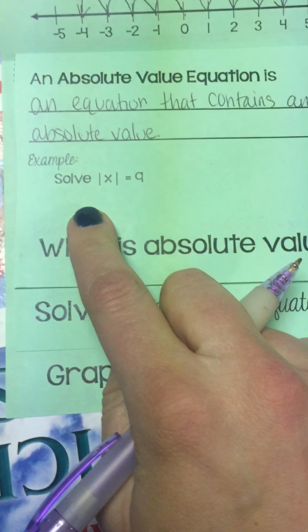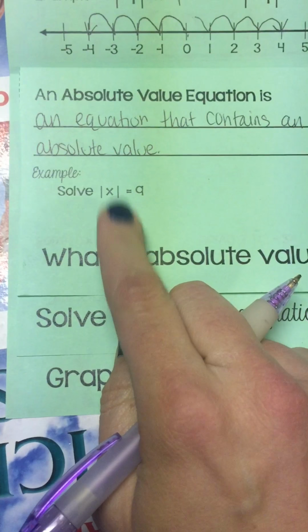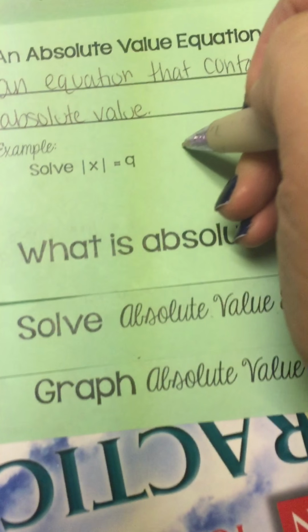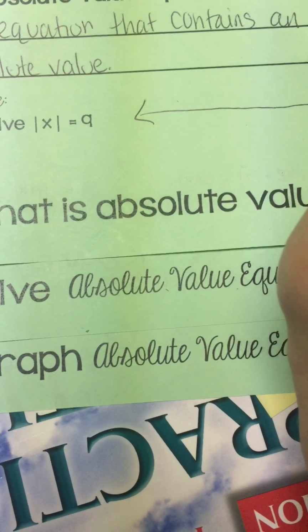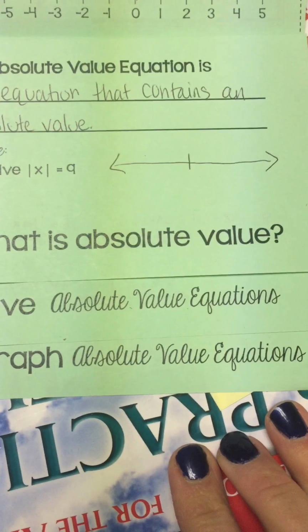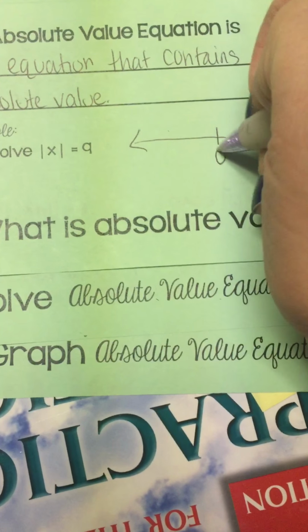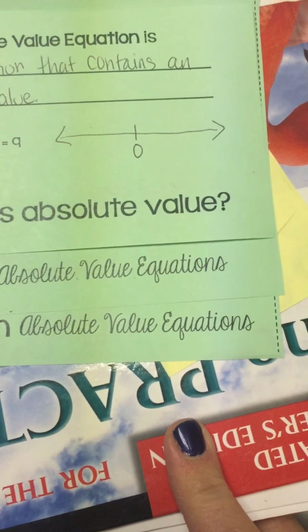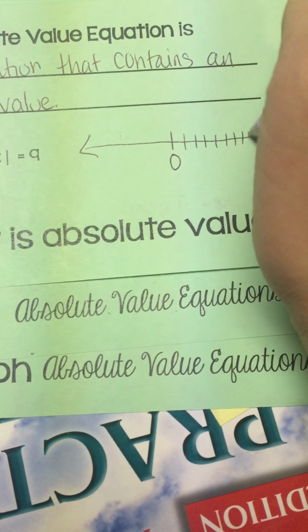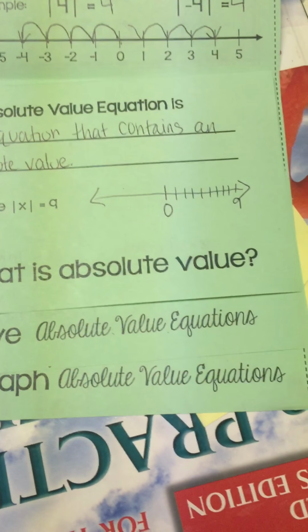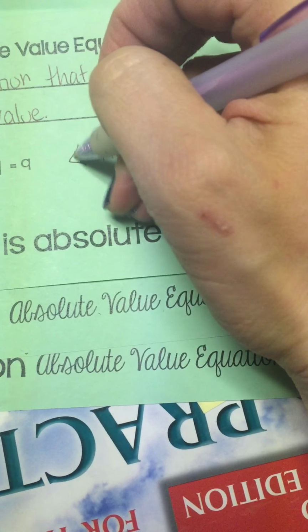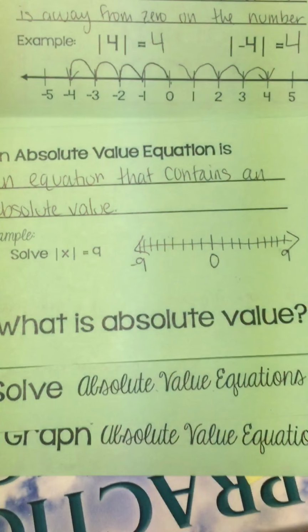For example, we can say that we want to solve the absolute value of x equals 9. So we've got to think about the number line here. We want to know what values of x are 9 spaces away from 0 on the number line. Well, I can go 1, 2, 3, 4, 5, 6, 7, 8, 9 in the positive direction, or I can go 1, 2, 3, 4, 5, 6, 7, 8, 9 in the negative direction.